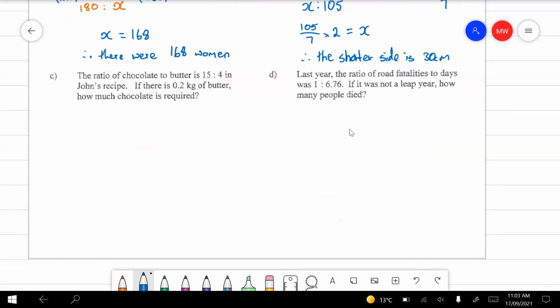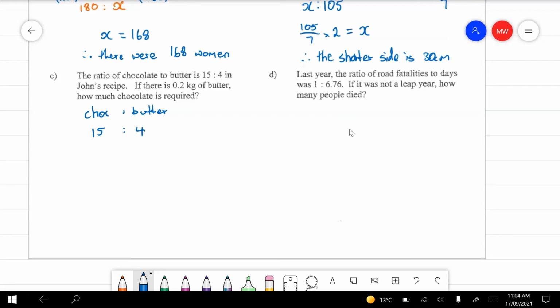The ratio of chocolate to butter is 15 to 4 in John's recipe. If there are 0.2 kilos of butter, how much chocolate's required? Okay, so we've got chocolate to butter. We've got a ratio of 15 to 4.